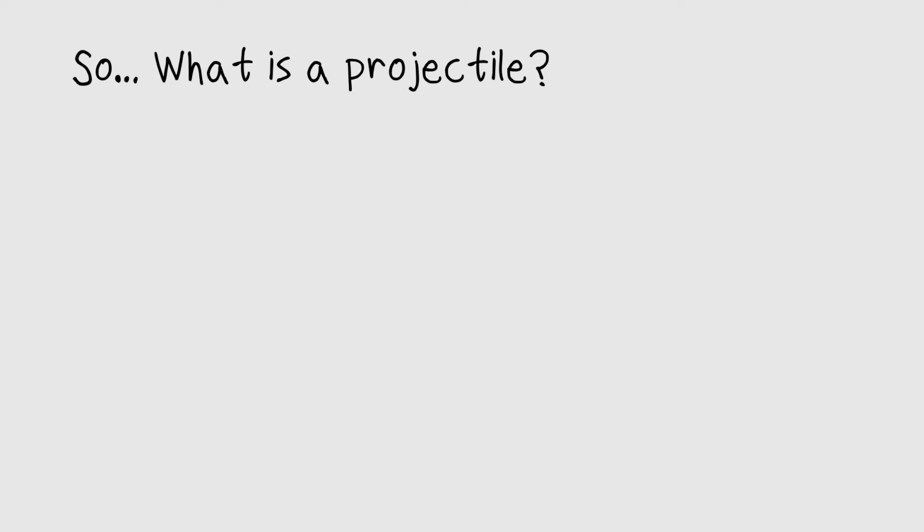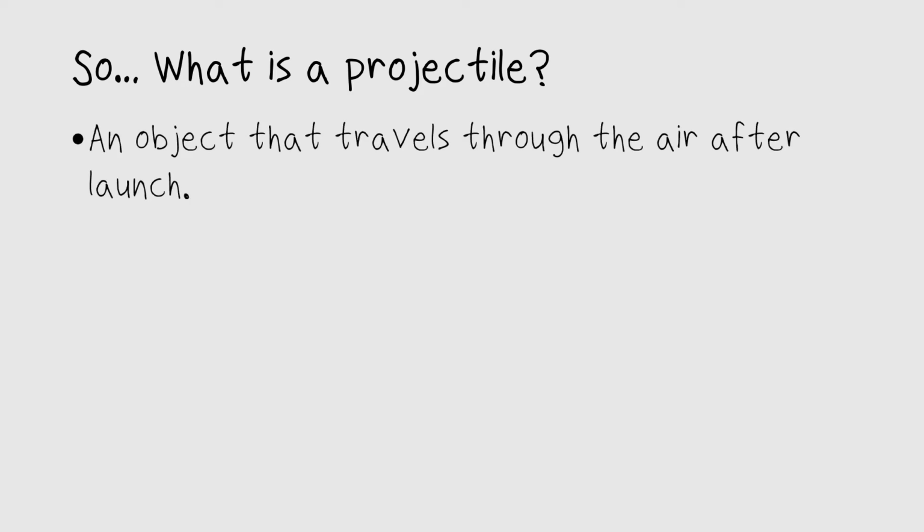So what is a projectile? A projectile is an object that travels through the air after launch, and this launch can have a lot of different scenarios behind it. You could be tossing something into a trash can, you could kick something off of a dock into the water, you could be firing something out of a cannon, a car could be driving forward and drives off a cliff into the air. All those things qualify as projectiles, even though they might seem different from each other.